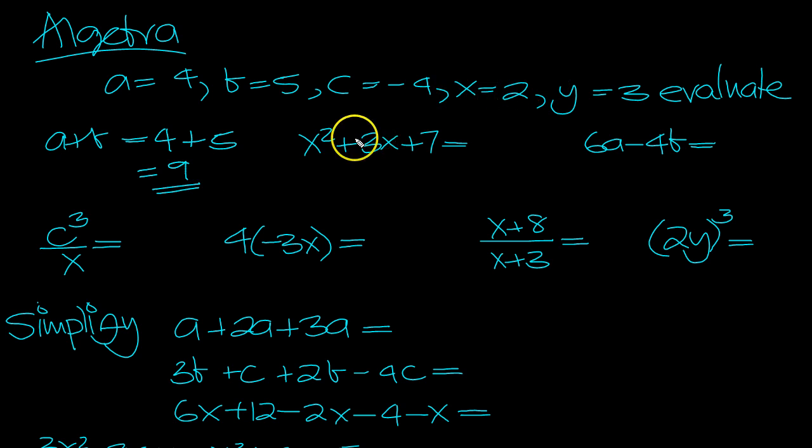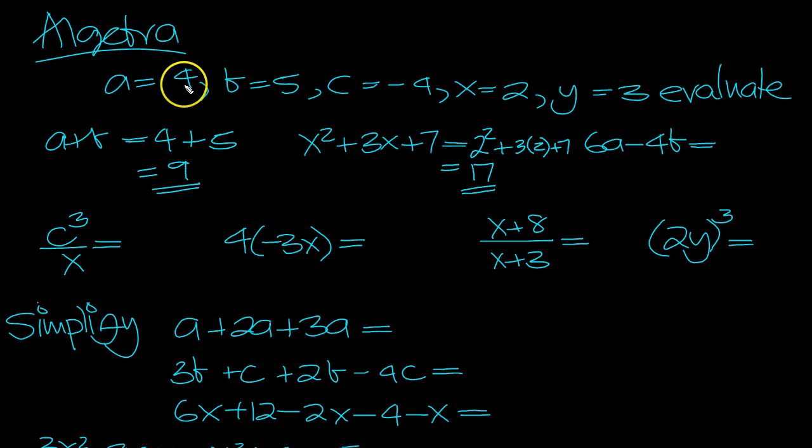Here we're told that x is 2, and we've got x squared, that's 2 squared, plus 3 lots of x, that's 3 lots of 2, put it in a little bracket if we want, and then plus 7. So we've got 4, 6, and 7. 6 and 7 is 13, and 4 is 17.